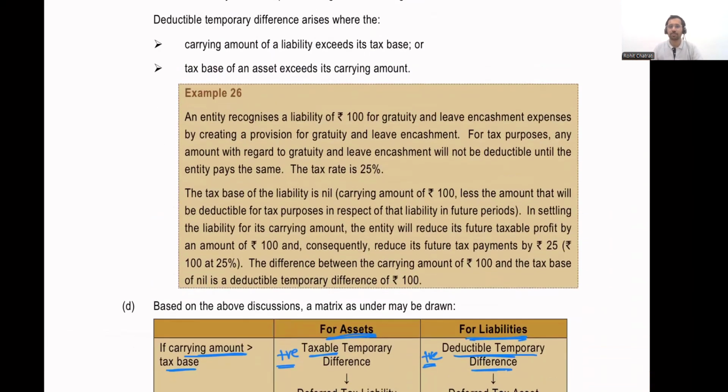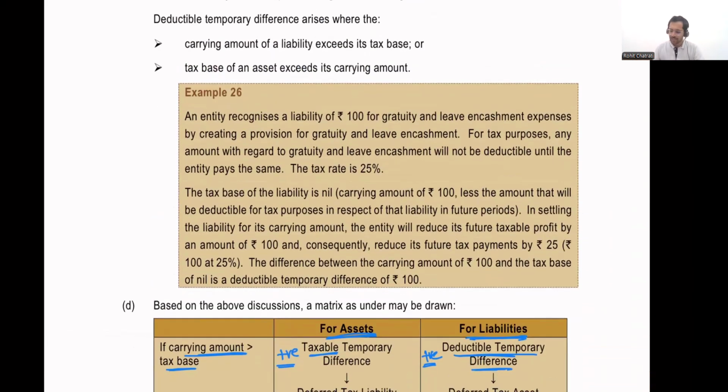All right, let's move on to example number 26. An entity recognizes a liability of rupees 100 for gratuity and leave encashment expenses. For tax purposes, any amount with regards to gratuity and leave encashment will not be deductible until the entity pays the same. What they're saying is, until you actually pay in the form of cash, it is not going to be allowed as a deduction. It will be allowed as a deduction only when the entity pays it in the form of cash.